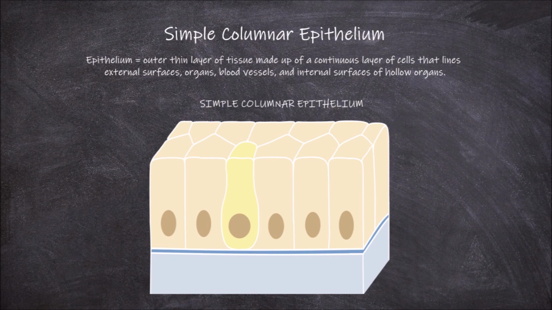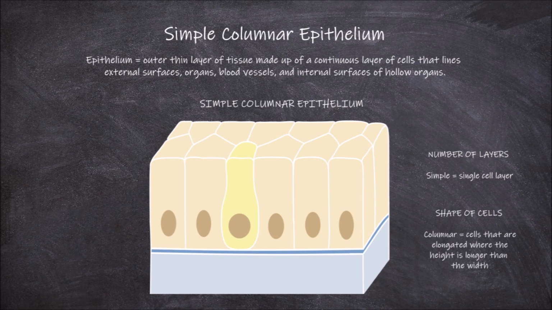These can be distinguished based on a mixture of the number of layers of cells the epithelium is made up of and the shape of the epithelial cells. When the epithelium consists of only a single layer of epithelial cells, it is referred to as simple epithelium. When the epithelial cells are elongated and the height of the cell is longer than the width, they are called columnar cells. Simple columnar epithelium is made up of a single layer of cells that are elongated and columnar in shape. The single layer sits on the basement membrane.